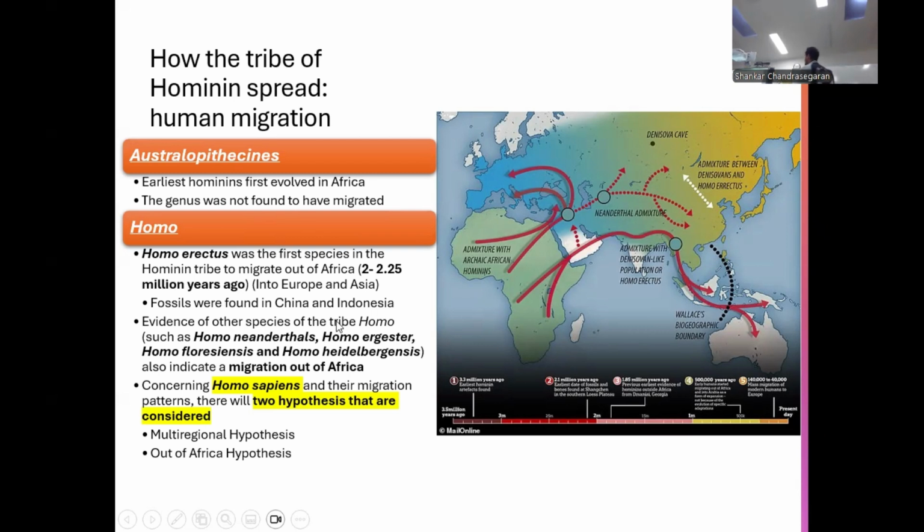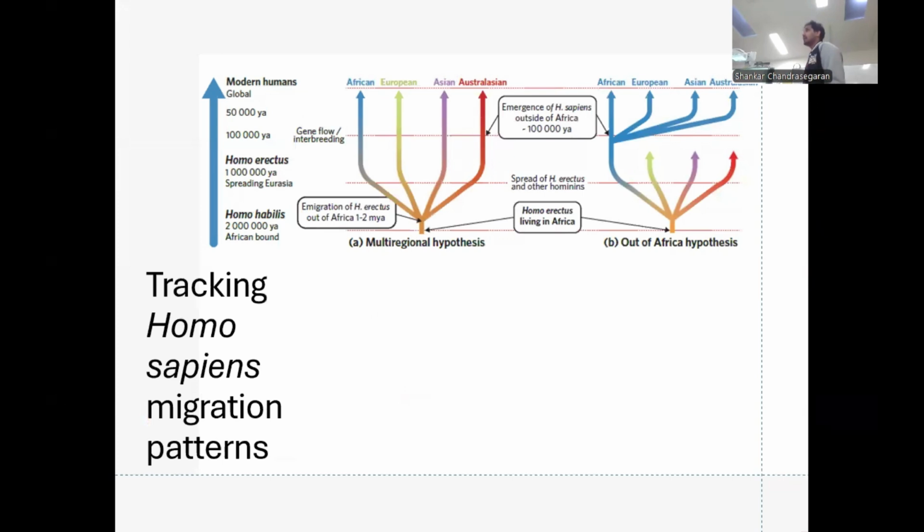Concerning Homo sapiens and our migration patterns, there are basically two hypotheses being considered. One is a multi-regional hypothesis, and the other is an out of Africa hypothesis. Both of these differ in their details, and they are both considered due to the fact that fossil records and other evidence can be uncertain at times.